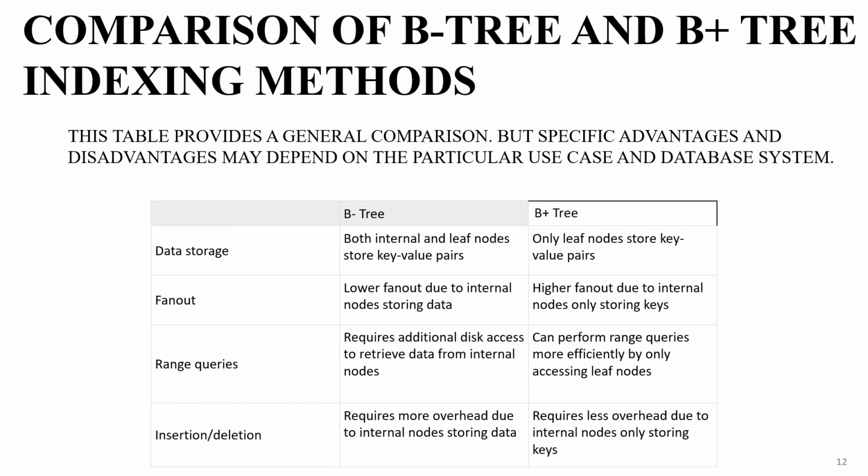Fan out: lower fan out in the B-tree due to internal nodes storing data; higher fan out in the B plus tree due to internal nodes only storing keys. Range queries: the B-tree requires additional disk access to retrieve data from internal nodes; the B plus tree can perform range queries more efficiently by only accessing leaf nodes. Insertion or deletion: the B-tree requires more overhead due to internal nodes storing data; the B plus tree requires less overhead due to internal nodes only storing keys.